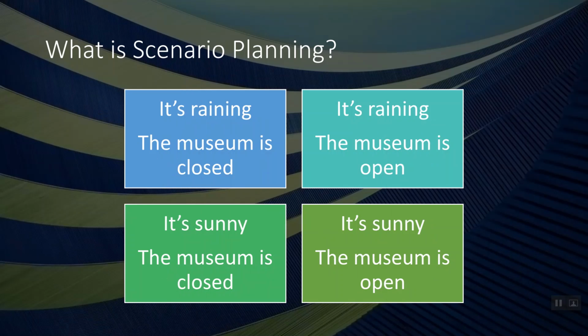For example, let's say that your young niece and nephew are coming over for the day. If you are wise, you may make several plans depending on the weather and the availability of activities. There are 4 scenarios that you could include in your planning. It's raining and the museum is closed. It's raining and the museum is open. It's sunny and the museum is closed. Or it's sunny and the museum is open.